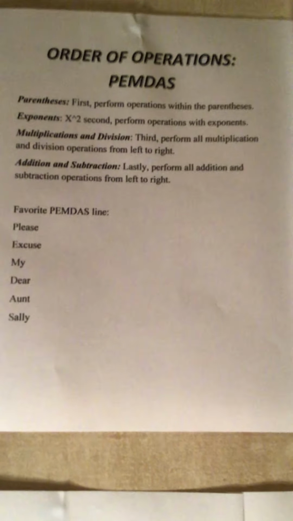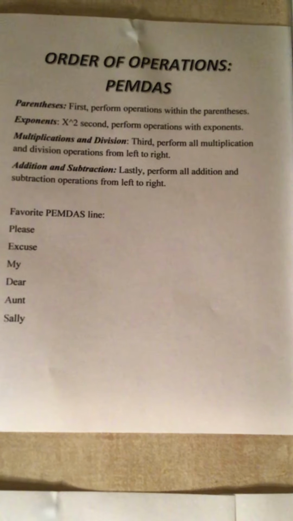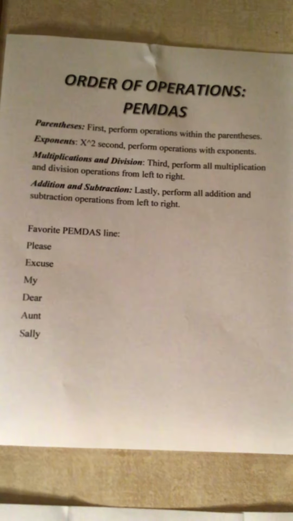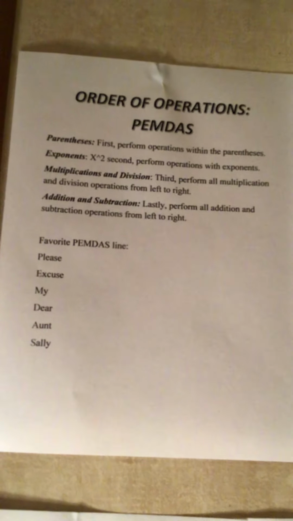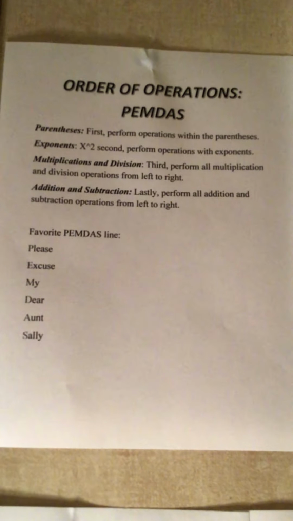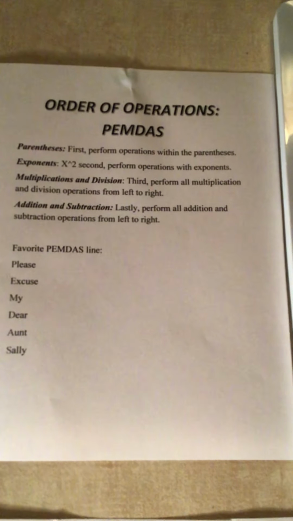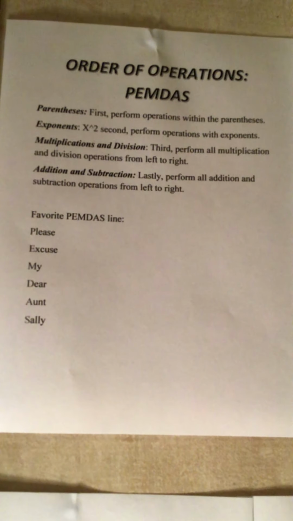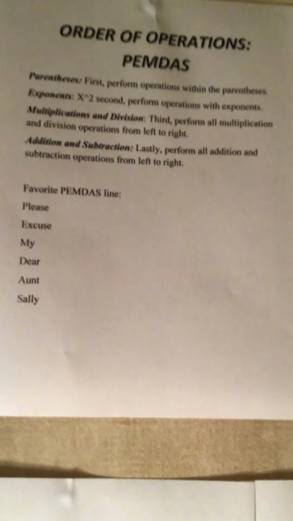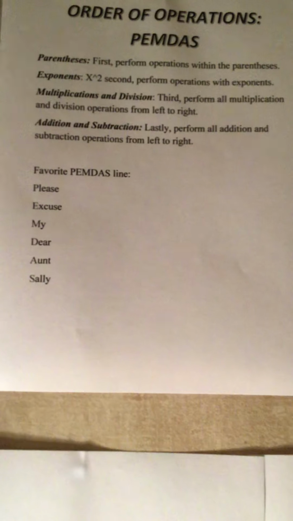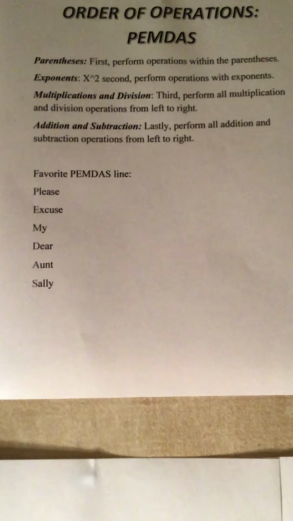Next step, which is our 3rd step, is perform all multiplication and division operations from left to right. That simply means if we have an equation that has multiplication and division, it doesn't matter which one comes first. We will work the problem left to right. Addition and subtraction: lastly, we must perform all addition and subtraction operations from left to right. It's not add first, then subtract, or subtract first, then add. It's whatever comes first from left to right.